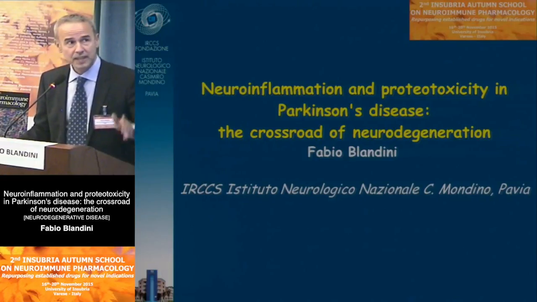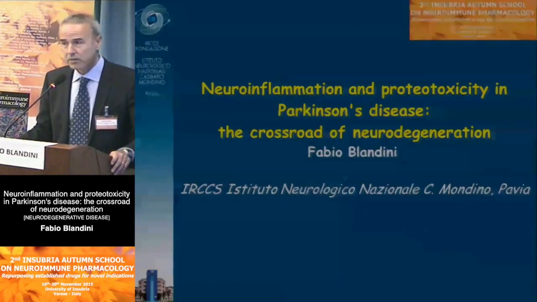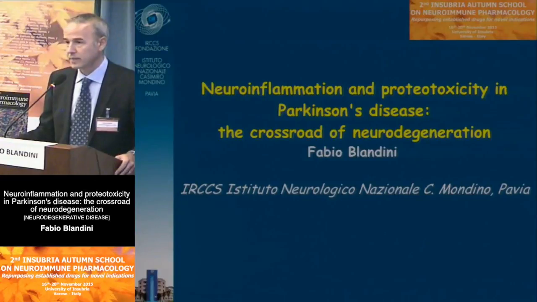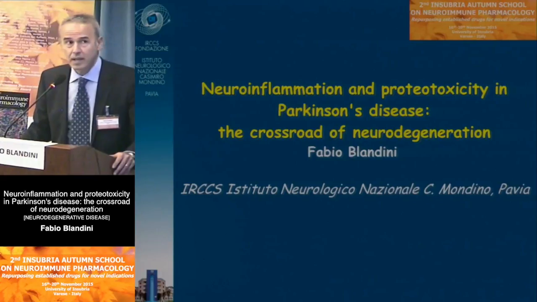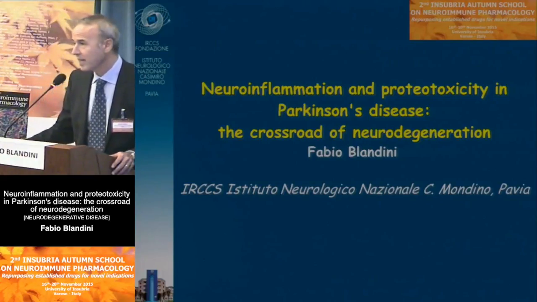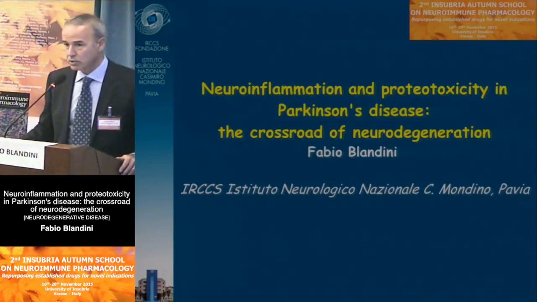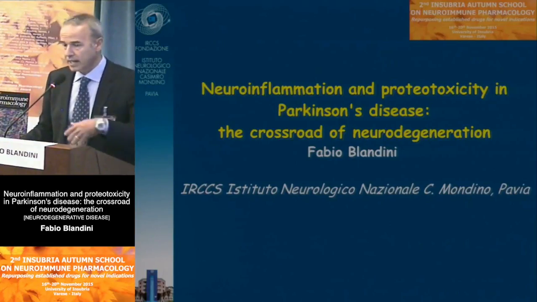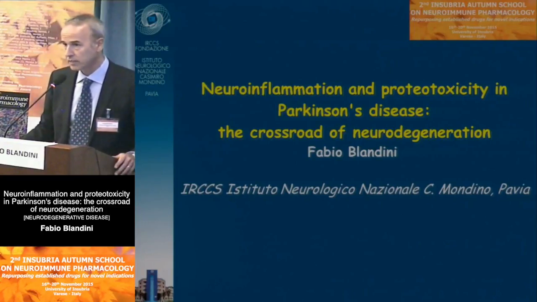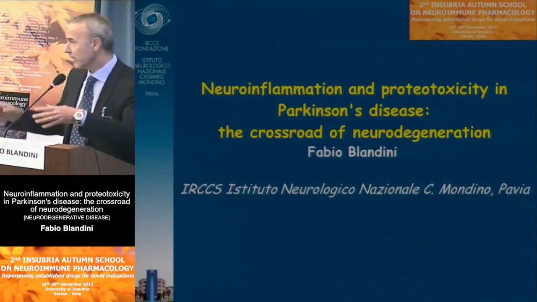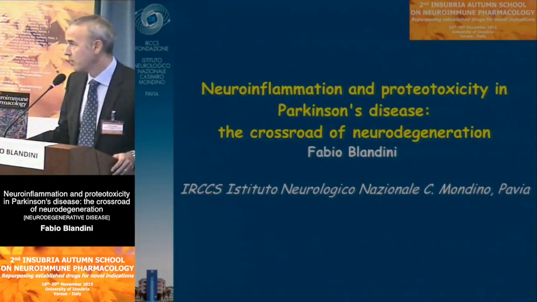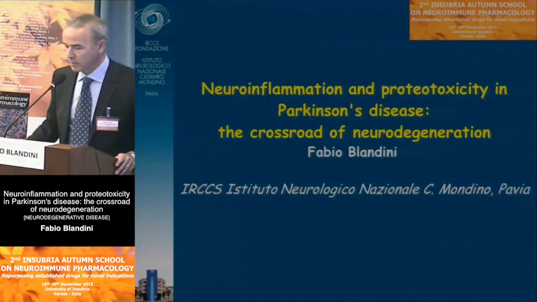The idea, as you can see by reading the title, is to give you a general overview of the role that neuroinflammation and proteotoxicity play in the pathogenesis of Parkinson's disease. And when we talk about proteotoxicity, we refer obviously to alpha-synuclein. These two phenomena are a sort of crossroad, crucial for triggering and pushing forward the neurodegenerative process which is at the base of this neurological disorder. So I will give you a general overview, a few data from our laboratory, but most of all, I would like to give you the general picture, if it's possible.